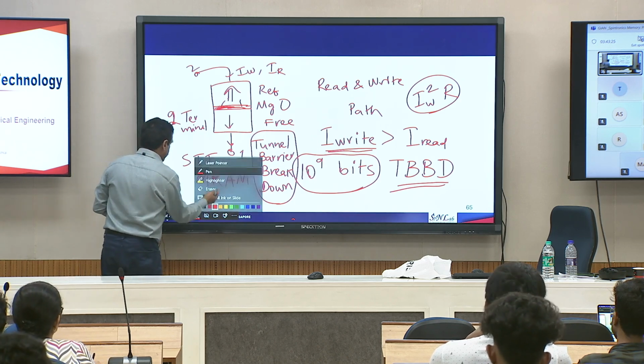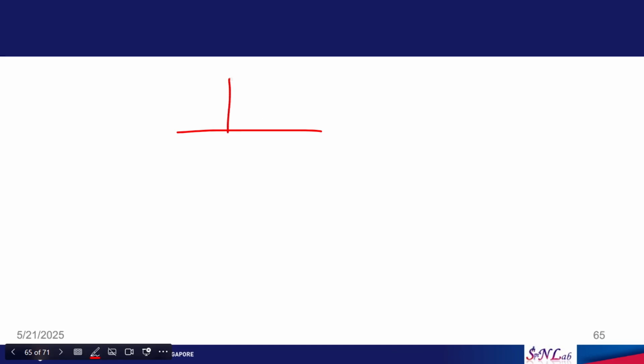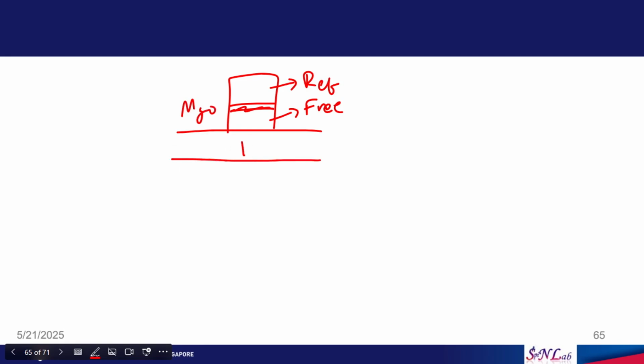But when you go to the SOT MRAM technology, your MRAM looks like this. So, we have free layer at the bottom, reference layer at the top, magnesium oxide is here, this is your heavy metal. So, when you are writing, you are sending the current through the heavy metal. Okay. So, this is the writing path. When you are reading, you are sending. Let me use another color.